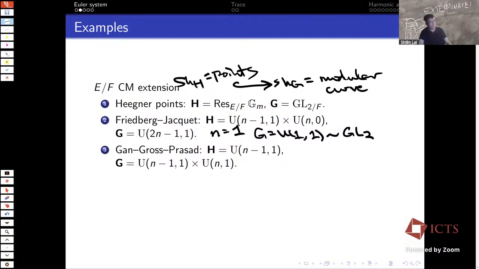And another generalization is the Gan-Gross-Prasad conjecture, which we had a mini course on last week. In this case, H is just a single unitary group of n variables. G is a product of 2 unitary groups. And if n is equal to 1, this G is again basically GL2 up to some abelian factors that I'm not going to worry about. So both of these generalize the Heegner point case.